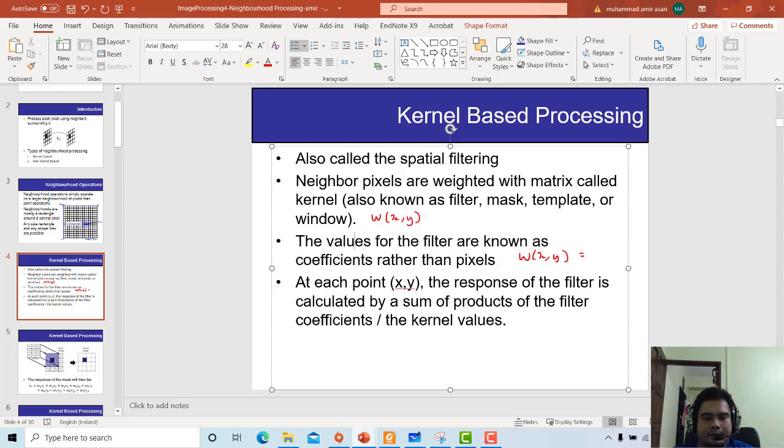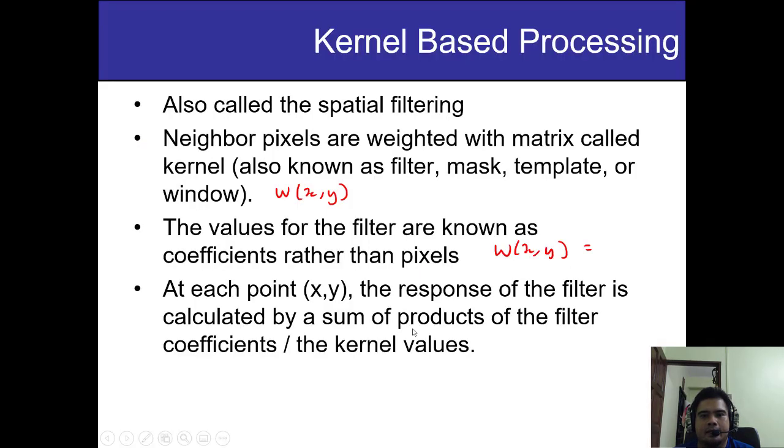Now I would like to discuss the last statement. At each point x, y, the response of the filter is calculated by a sum of products. Sum of products is also known as SOP. I think you also learned this in digital electronics, what is sum of products and product of sums and so on. So now it's a sum of products of the filter coefficients or the kernel. Actually, this explains how you compute the two-dimensional convolution. When you apply the sum of products, it's actually a convolution process, specifically a two-dimensional convolution process. I will try to explain or prove this in the next slide.